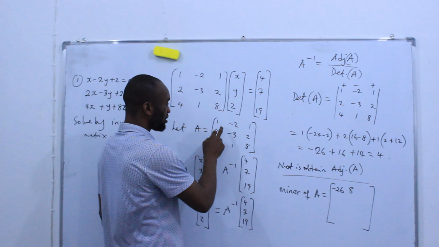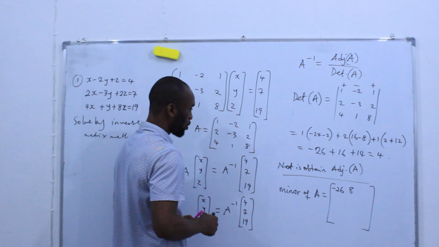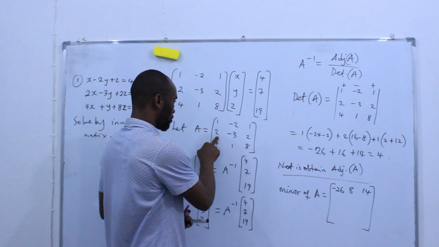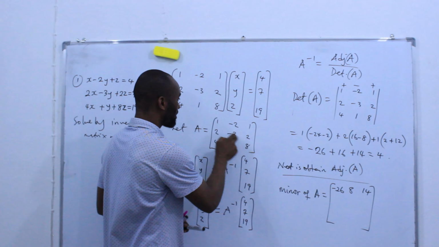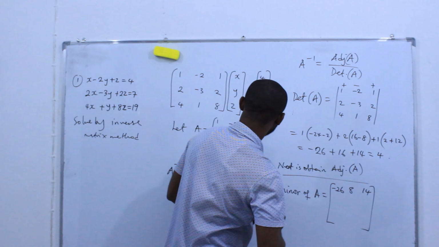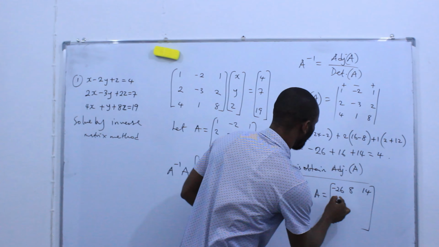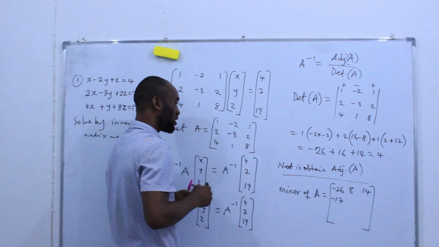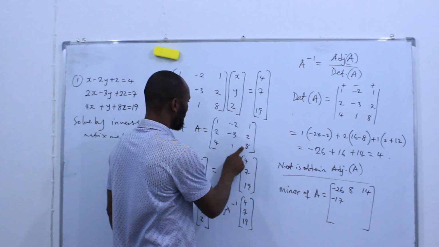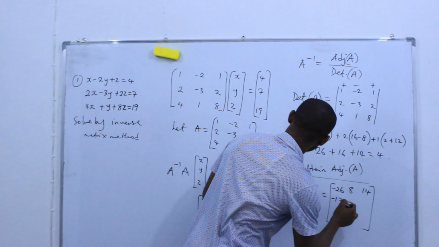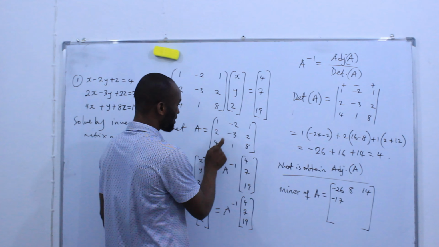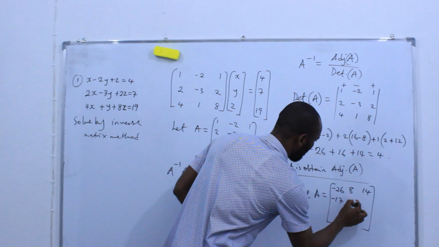The minor of 1 is 2 plus 12, which is 14. The minor of 2 is eliminating this and this. We have minus 16 minus 1, which is minus 17. Okay? The minor of minus 3 is 8 minus 4. Let's take it again. The minor of minus 3 is 1 times 8 minus 4, which is 4.